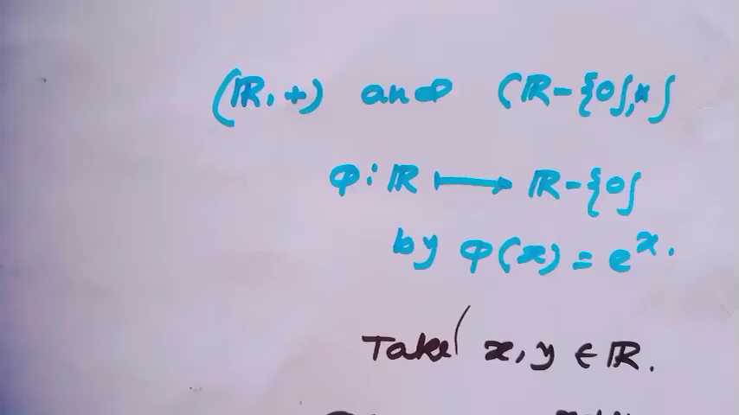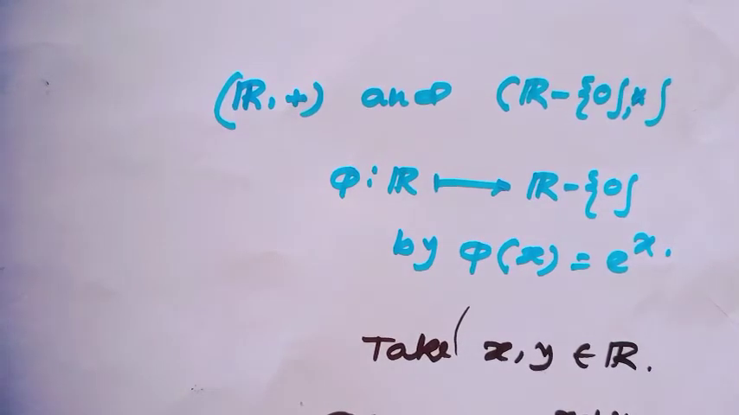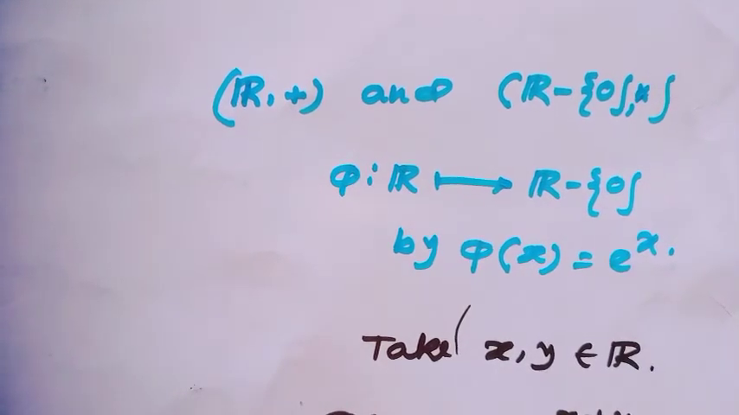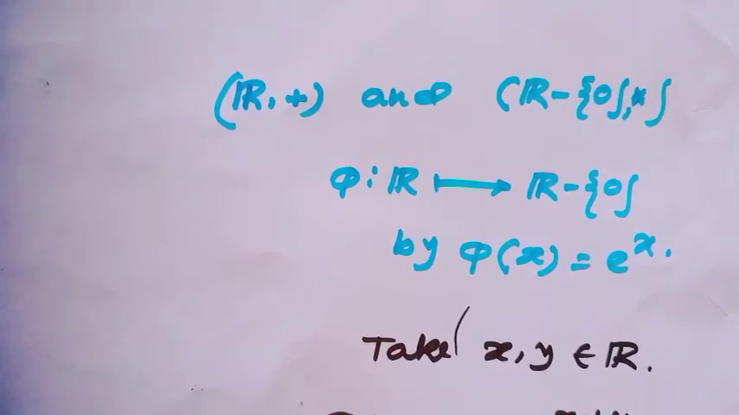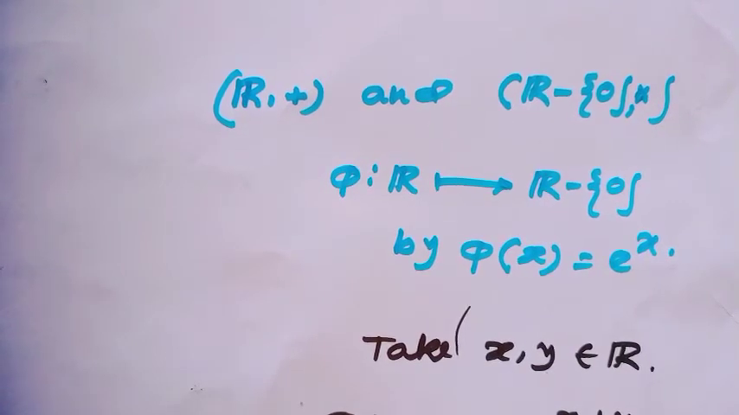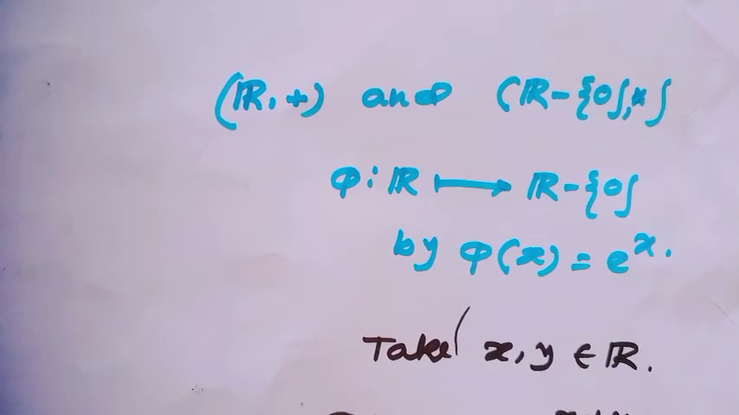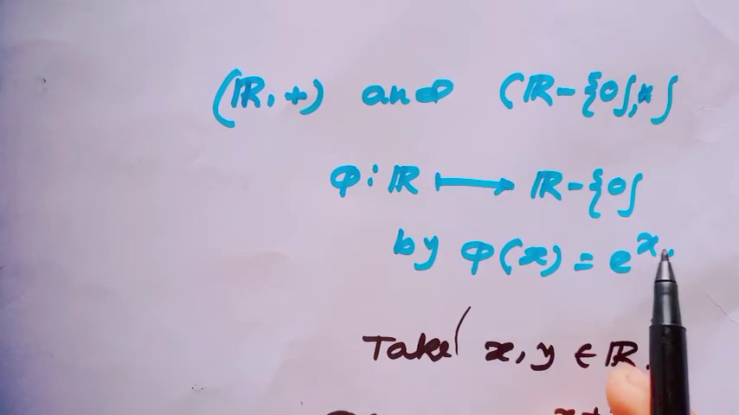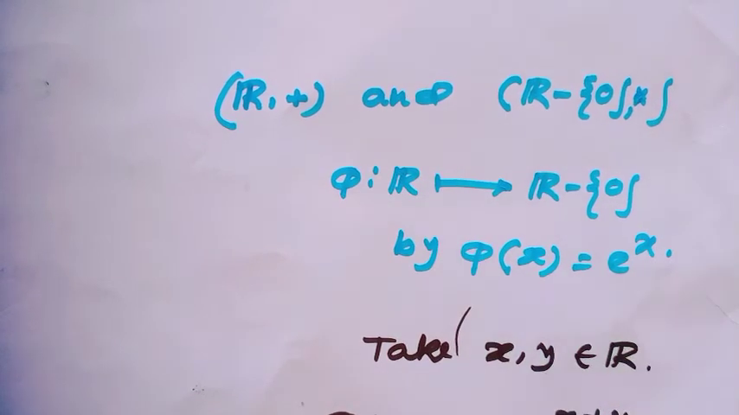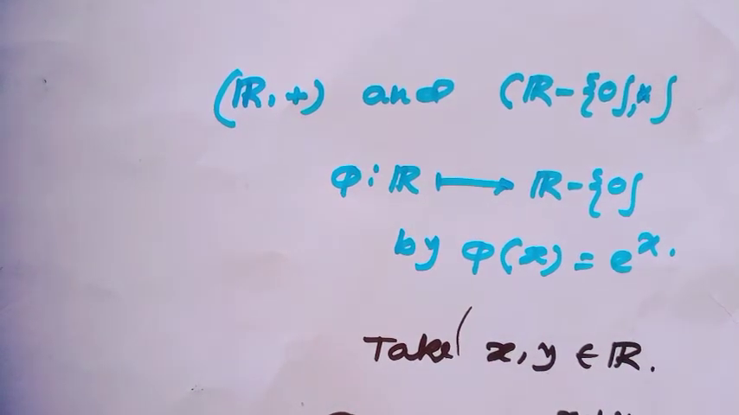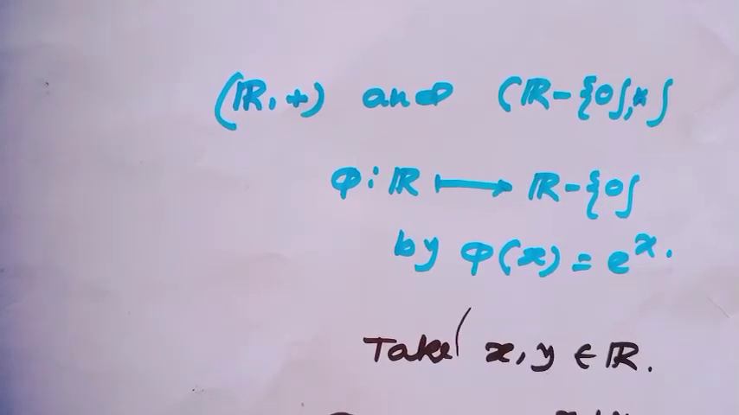Okay, now consider R under addition and R under multiplication. Since in multiplication 0 cannot have a multiplicative inverse, consider a function phi from R to R minus 0. Here the operation is addition, here the binary operation is multiplication, by phi of x equal to e to the power x. Is it a group homomorphism?